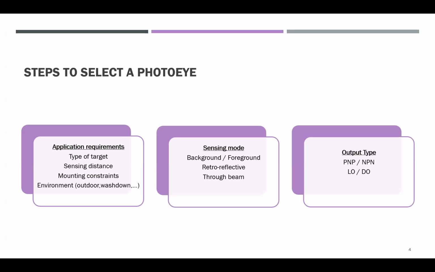Second is retroreflective. This sensing mode is good for transparent materials or clear materials because we need a reflector on the other end to bounce off maximum light.